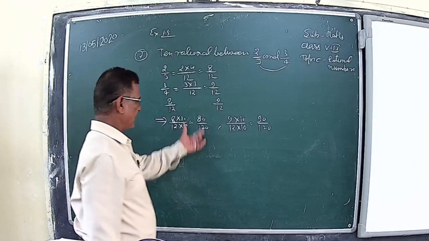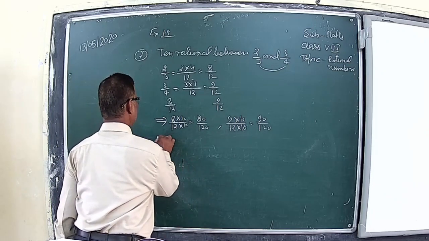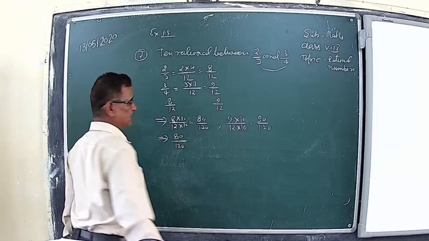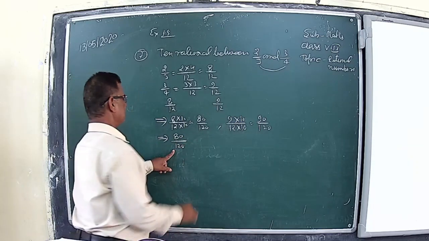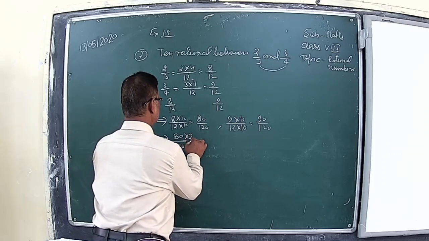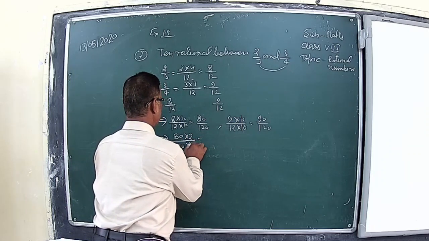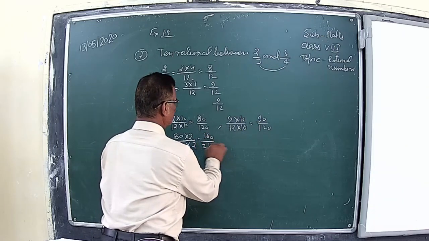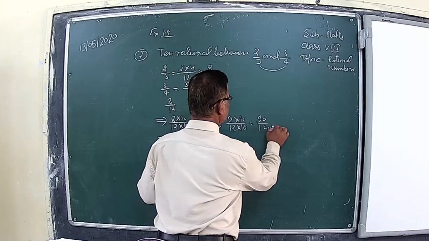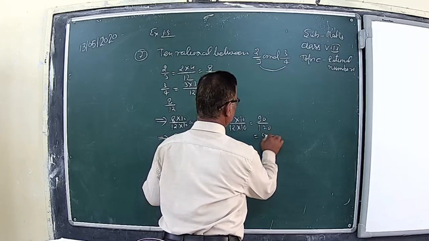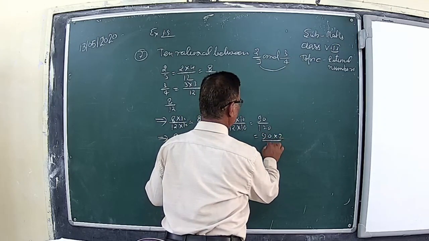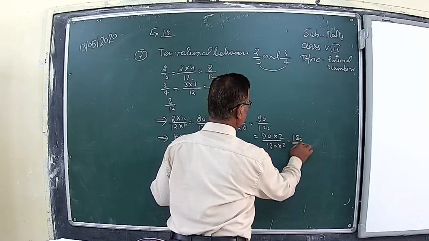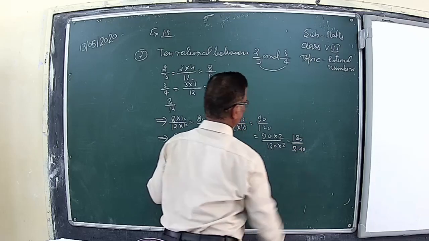Then you multiply by 2 again. 80 by 120 multiplied by 2 on numerator and denominator gives 160 by 240. This is equal to 90 by 120 multiplied by 2, that is 180 by 240.